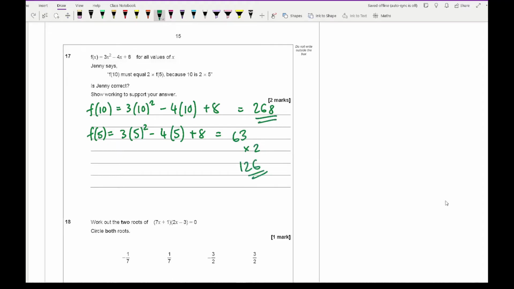And as you can see, these two numbers are not the same. So Jenny is incorrect.